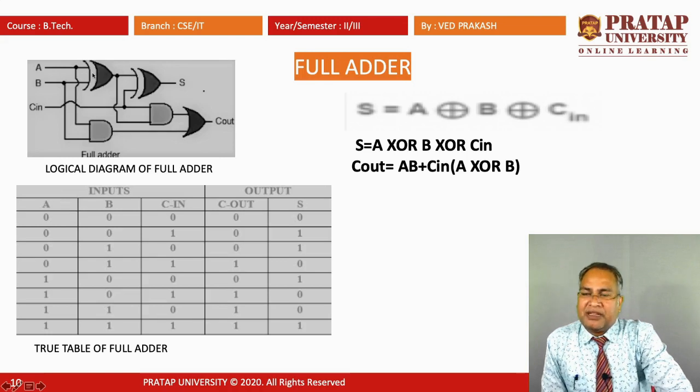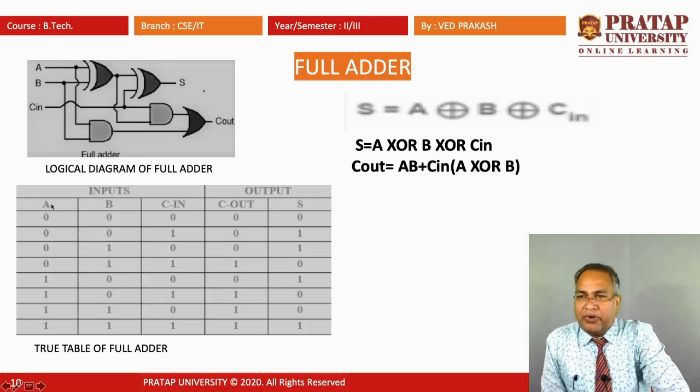Here, we also know that the full adder is a combination of 2 half adders, and the output S is denoted by A XOR B XOR C in, and the output carry is denoted by A B plus C in (A XOR B). So, using these expressions we can design the truth table.